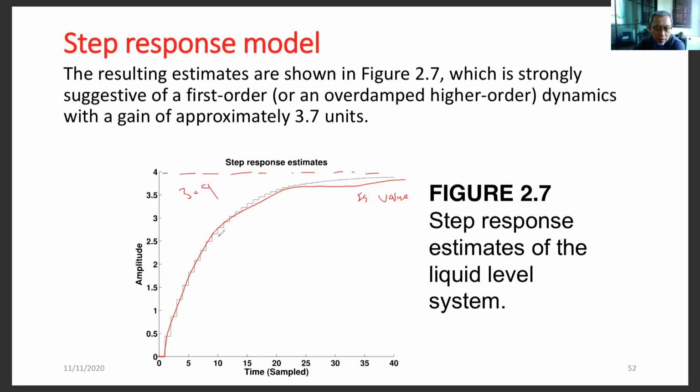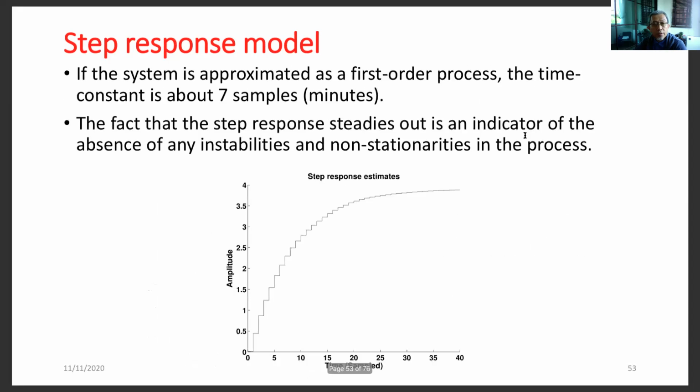So 63% is somewhere here, meaning 63 over 100 multiplied by 3.9. 3.9 volt, so the value will occur over here. Then it goes here, and you will get the time delay, with the time constant at 63%. The calculation will be discussed in chapter 2 shortly. So the system is approximated as a first order process. The time constant is about 7 samples per minute.